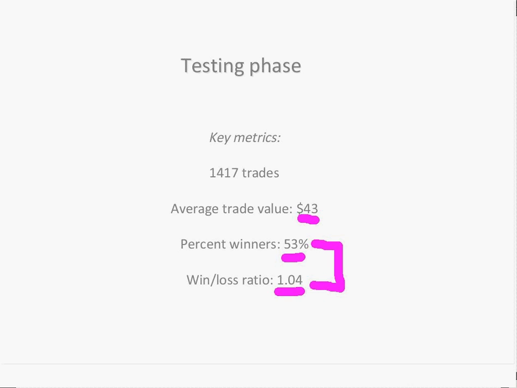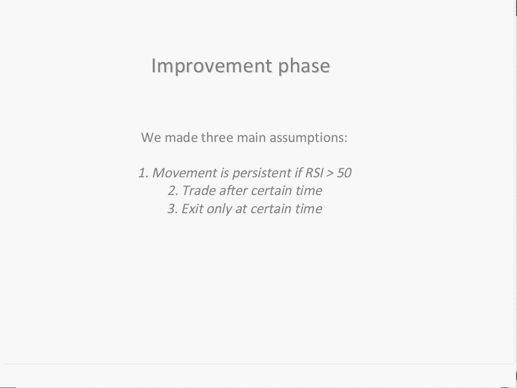Essentially, we need to exclude some losing trades. We need to find the conditions under which we do not enter, and therefore we have a chance to improve the metrics of this strategy. So this is exactly what the improvement phase is all about.